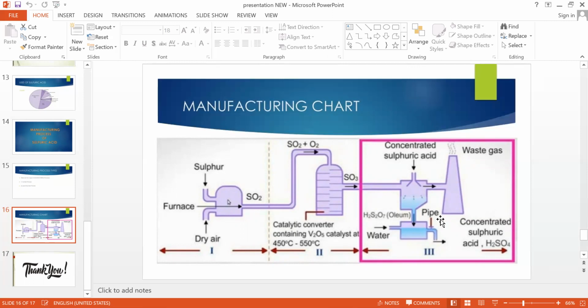Instead, the sulfur trioxide first dissolves in concentrated sulfuric acid, and then we get oleum, H2S2O7. The oleum can react safely with water to produce concentrated sulfuric acid, twice as much as the original sulfuric acid. In this way, we get the final product, as you can see here, H2SO4. And this is today's topic. Thank you.